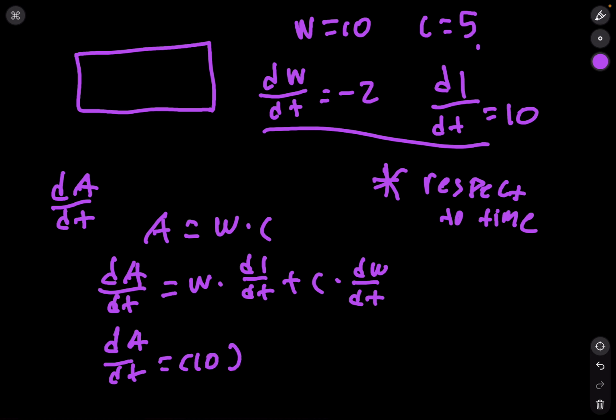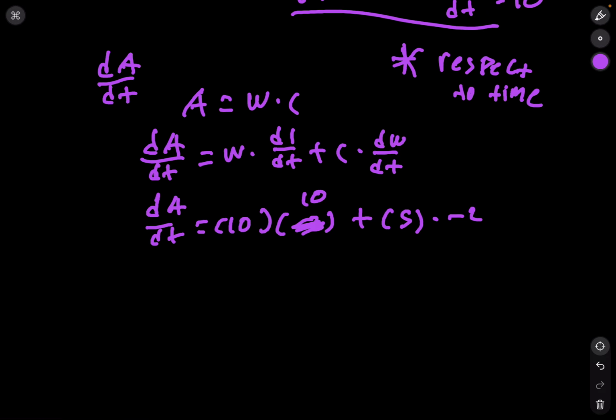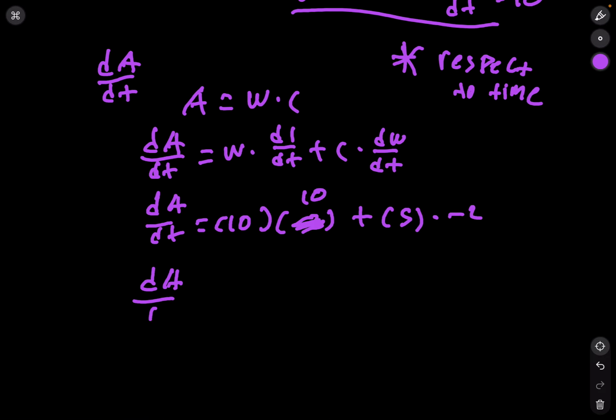The width is 10, the change of the length is... I'm sorry, it's not -2. The change of the length is 10, plus 5, which is the length, times dw/dt, which is -2. From here, you just have to simplify. So 10 times 10 is 100, plus 5 times -2, which is -10. And then dA/dt is equal to 90.